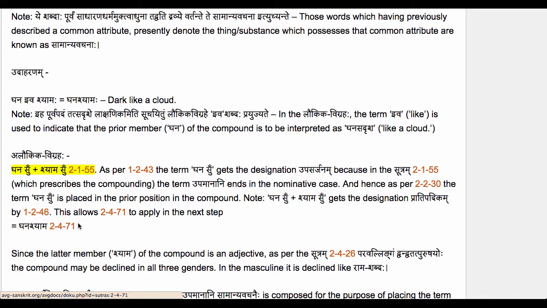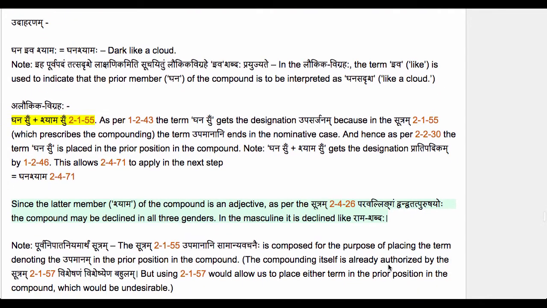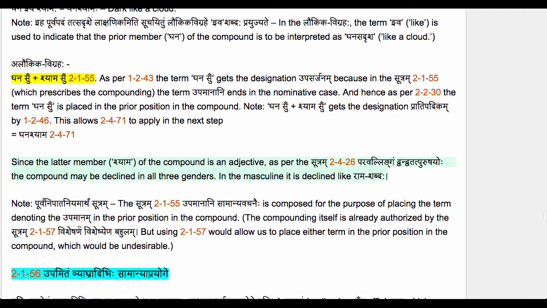Now, since the latter member shama of the compound is an adjective, as per the sutram 426 paravalingan dvandvatat purushayoho, the compound may be declined in all three genders. In the masculine it is declined like rama shabdaha, so we say ghana shamaha Shri Krishnaha.